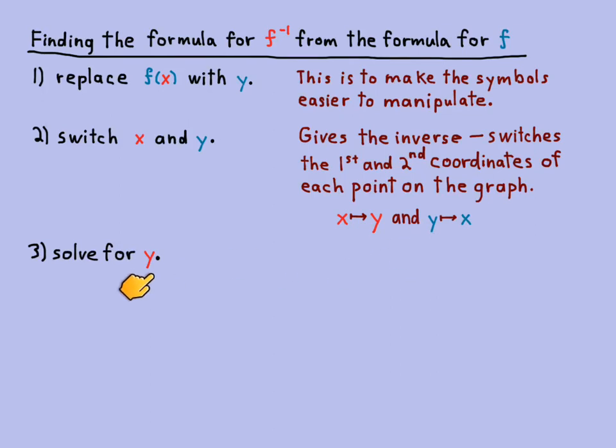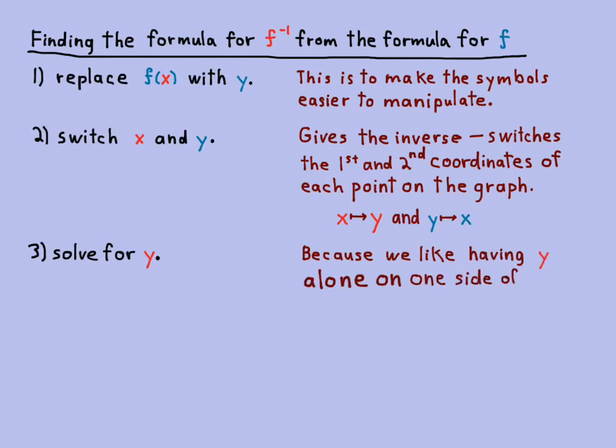Then you solve for y. This isn't the original y. It's the new y. It's the old x. You're solving for y. And why do we do that? Because we like having y alone on one side of the equation. And also, we didn't have a y in the original problem. We just had f of x equals something, some expression. f of x equals, say, x minus 3. And we want to write the answer without a y because there was no y in the original.